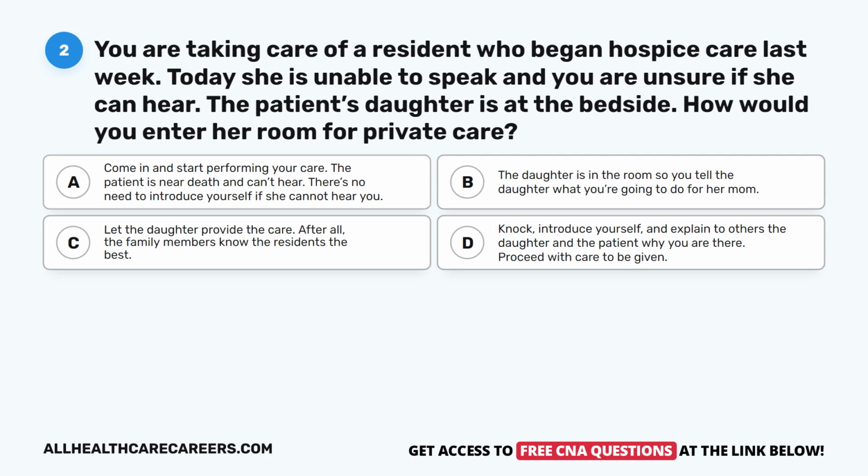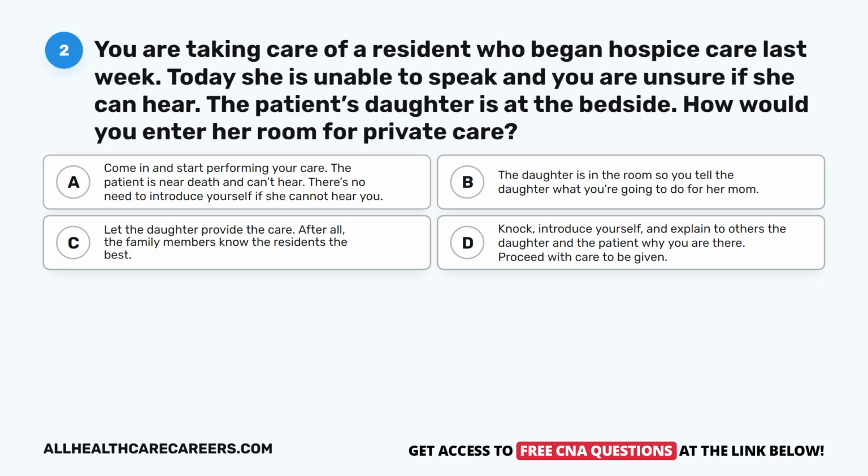Question 2. You are taking care of a resident who began hospice care last week. Today, she is unable to speak, and you are unsure if she can hear. The patient's daughter is at the bedside. How would you enter her room for private care? A. Come in and start performing your care. The patient is near death and can't hear. There's no need to introduce yourself if she cannot hear you.